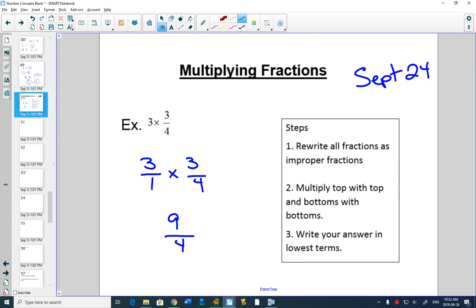And if you wanted to write that, you can leave your answer either as an improper fraction, or you could change this to a mixed fraction, which is 2 1/4. I'll accept either of those, unless sometimes I'll put in the question, write your final answer as a mixed fraction. Then you would have to change it to 2 1/4.